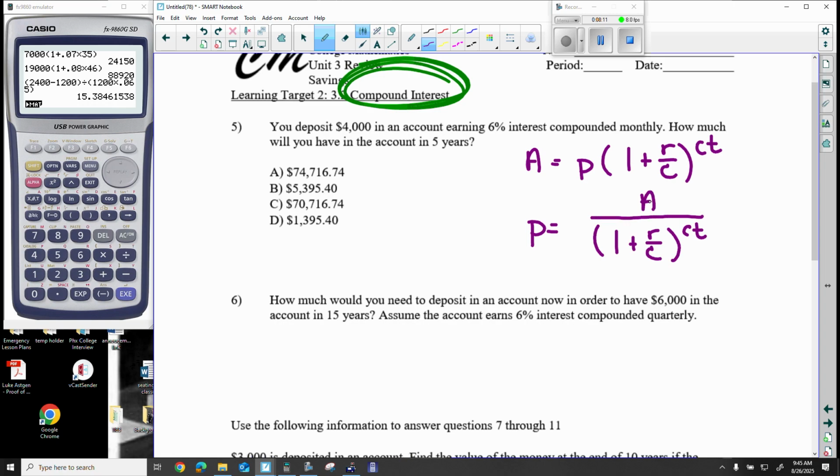And then we also have I, and I is going to be equal to P(1 plus R over C) to the CT minus P. Okay, so all of these are the same letters as simple interest, except obviously for the letter C. The letter C represents how many times a year it compounds.